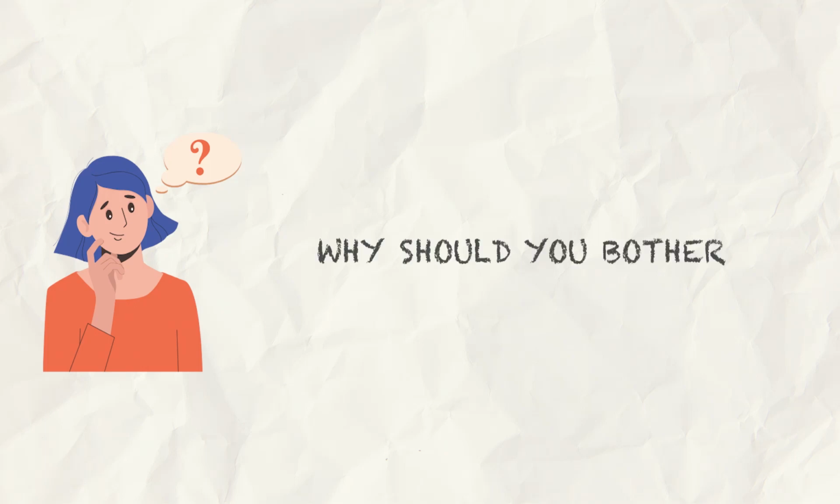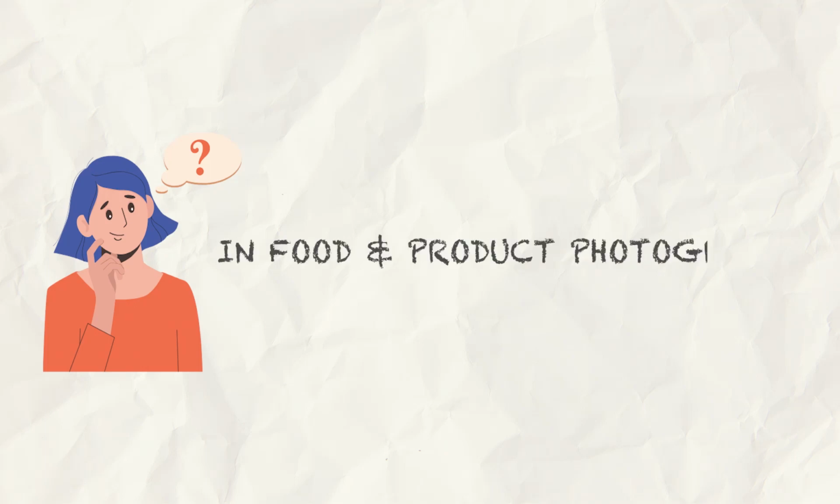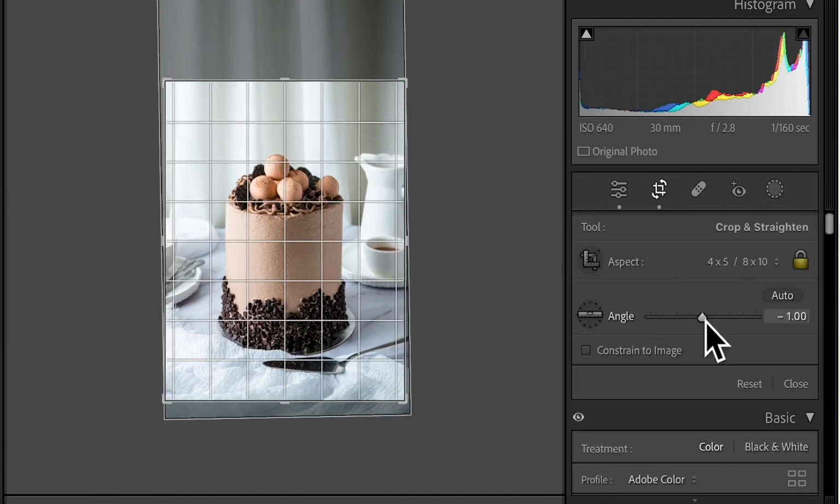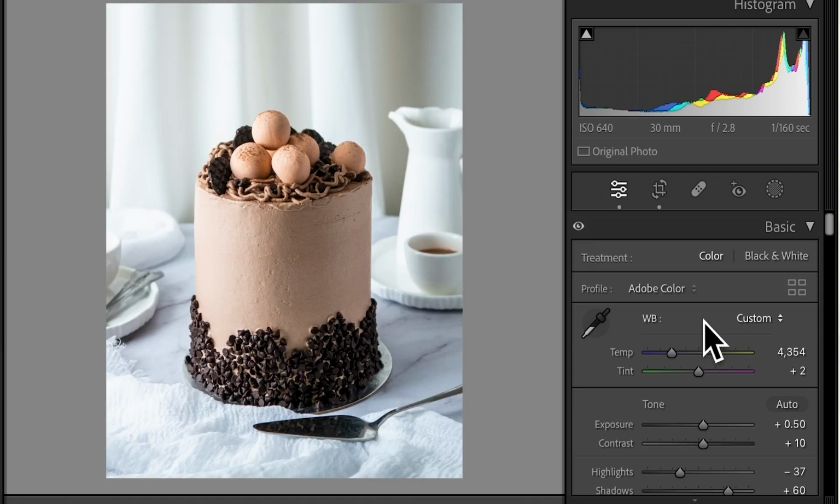So, why should you bother with photo editing in food and product photography? Well, it's like the magic touch in your creative process. This crucial step enhances the visual appeal, fixes imperfections, ensures a consistent style, and helps weave a captivating visual story. Think of it as the secret sauce that transforms your food and product photos into unforgettable masterpieces.